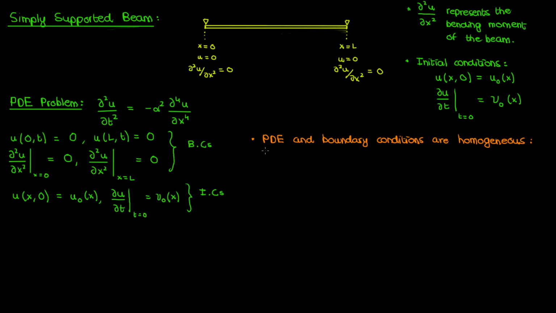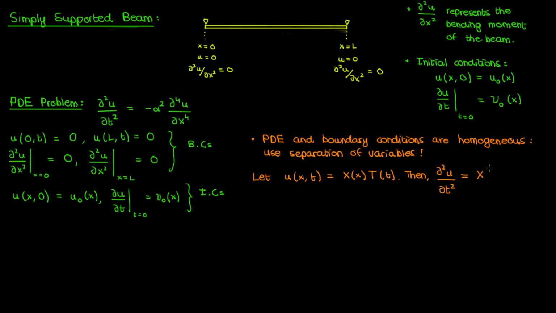Well, if you've watched my previous videos, then you'll know that the standard way to solve such problems is to use separation of variables. Recall that in separation of variables, we assume that the solution u is composed of a function of x only multiplied by a function of t only. If we take the second partial of this with respect to t, we'll get capital X times the second derivative of capital T with respect to time.